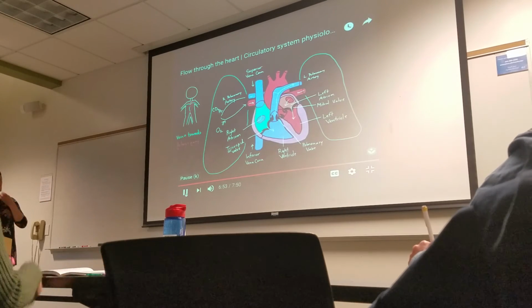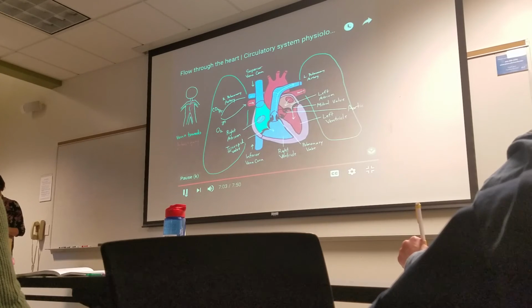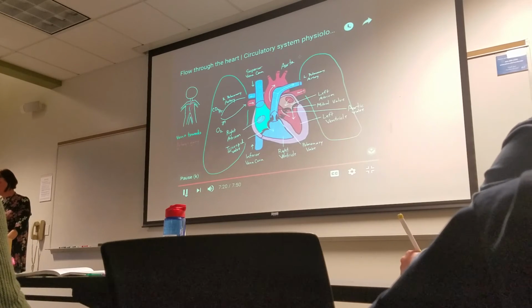And then the final valve, and I have to find a nice spot to write it, maybe right here, this final valve that it passes through is called the aortic valve. And the aortic valve is going to be what divides the left ventricle from this giant vessel that we talked about earlier. And this is, of course, the aorta. This is my aorta. So now blood is going to go through the aorta to the rest of the body.